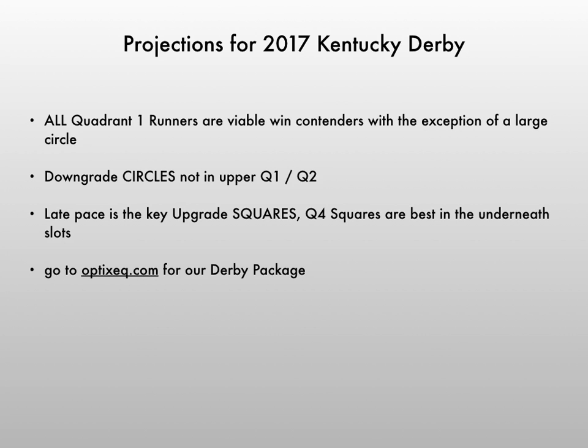And again, downgrade circles not in Quadrants 1 and 2. Those are any kinds of circles. So even small circles in Quadrants 3 and 4, those horses are up against it because they're going to have to outkick horses, and they haven't shown that in their past performances relative to the other horses in the race. Late pace is the key, so upgrade squares. We know that. And Quadrant 4 squares seem to be the best in the underneath slots.